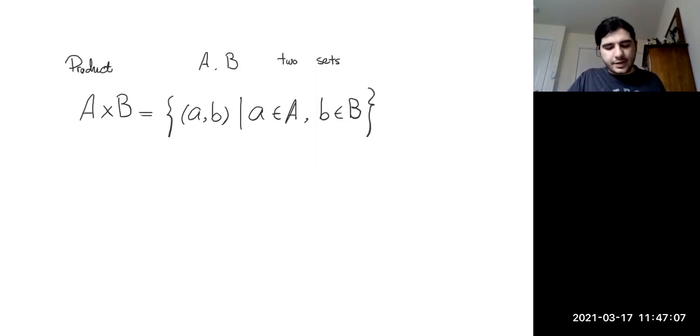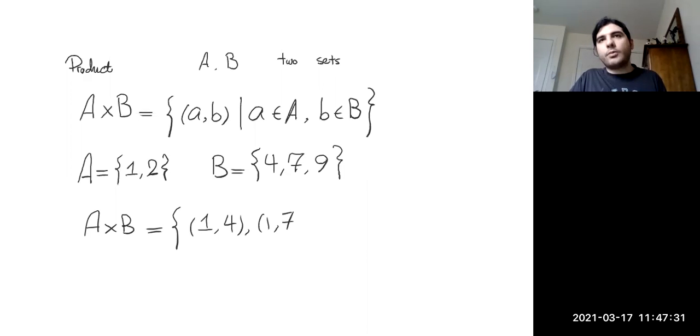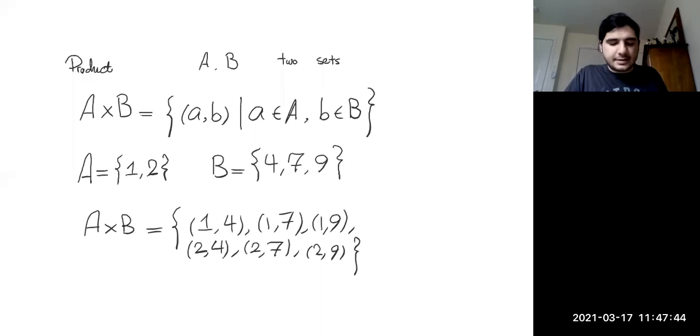That's fairly simple. For example, if A is a set with only two elements, 1 and 2, and B is another set with three elements, say 4, 7, and 9, then A times B as a set is the pairs (1, 4), (1, 7), (1, 9), (2, 4), (2, 7), and (2, 9). Just as simple as that.